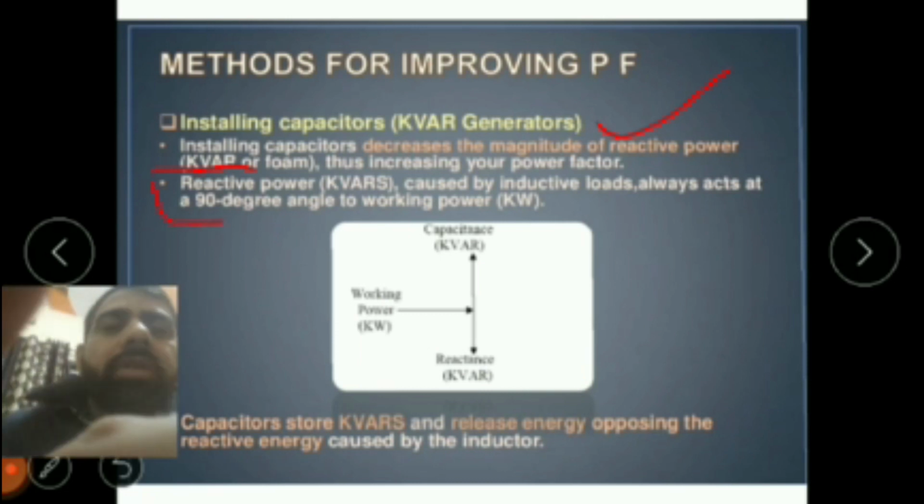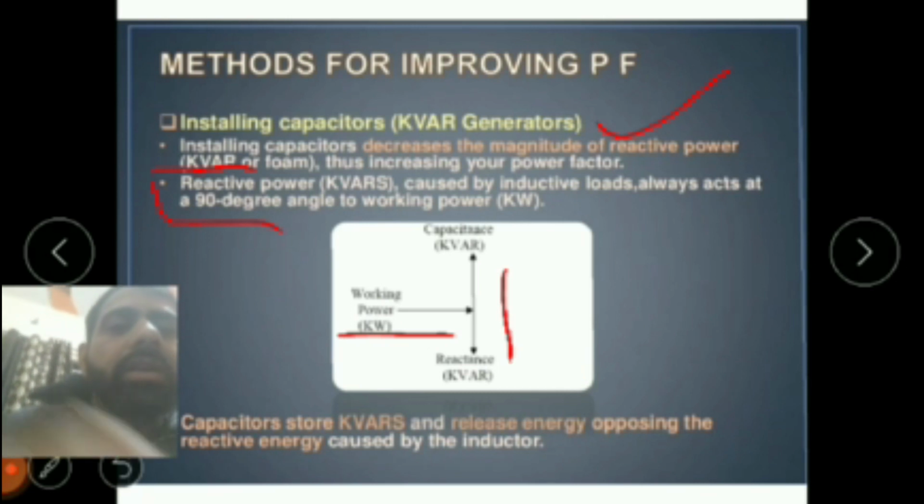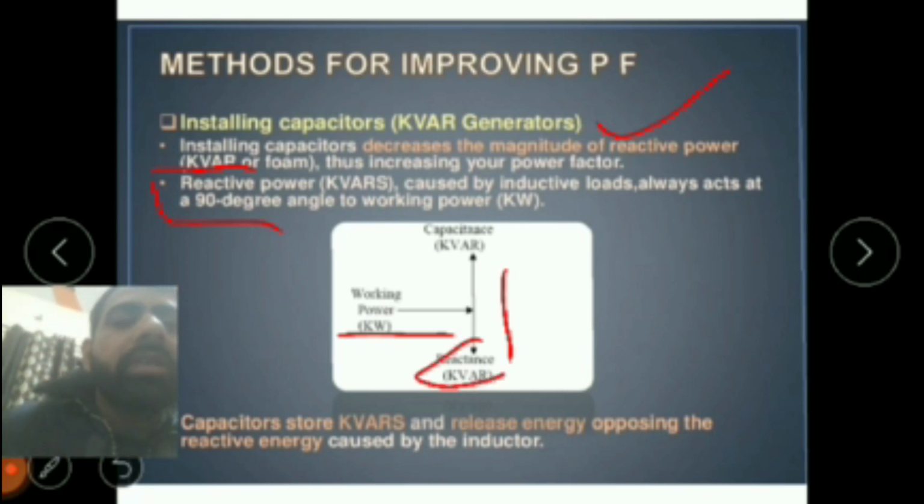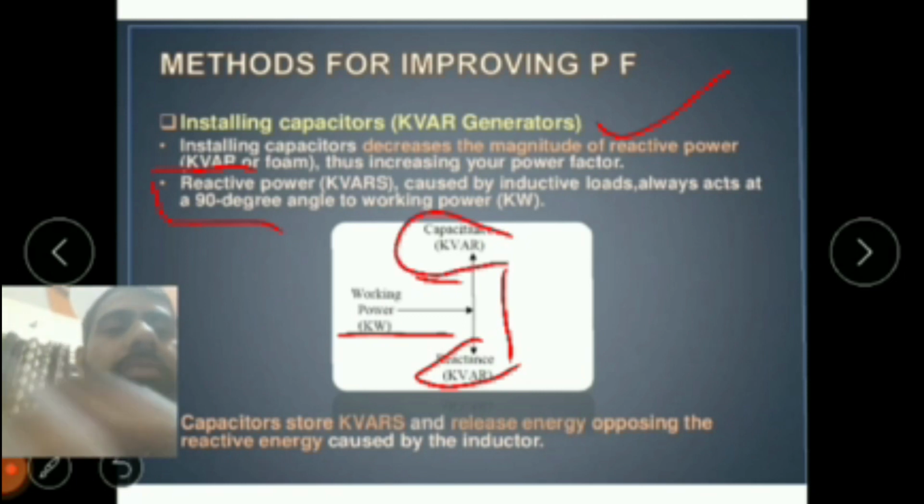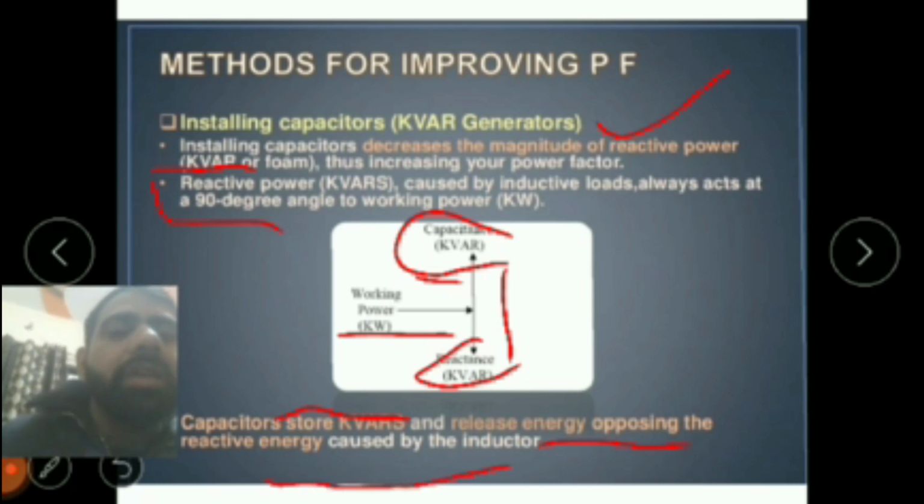Reactive power in kVAR, caused by inductive load, always acts at a 90-degree angle to the working power in kW, that is, kilowatt. We can see from the figure: this is our kilowatt active power and this is our kVAR, the reactive power. Due to the capacitance, this kVAR will lead the voltage, giving a leading power factor. So the capacitor stores kVAR and releases energy opposing the reactive energy caused by the inductor.